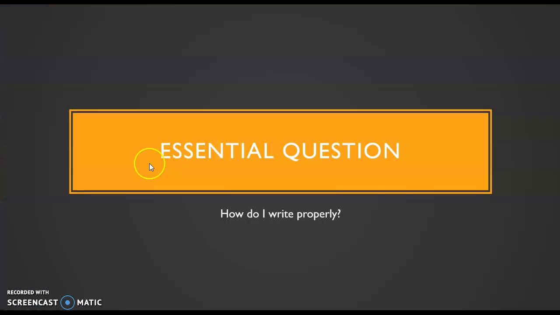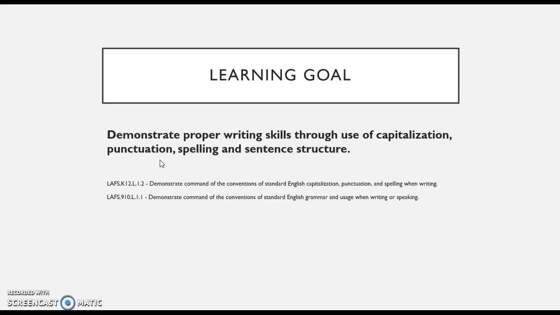So our essential question that we are going to be answering today is, how do I write properly? Your learning goal at the end of this lesson is that you should be able to demonstrate proper writing skills through the use of capitalization, punctuation, spelling, and sentence structure.